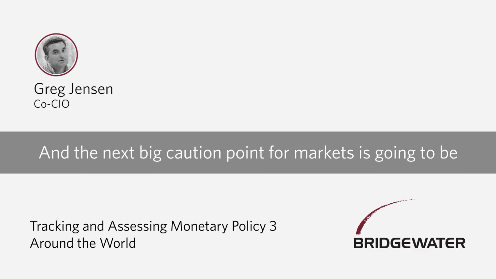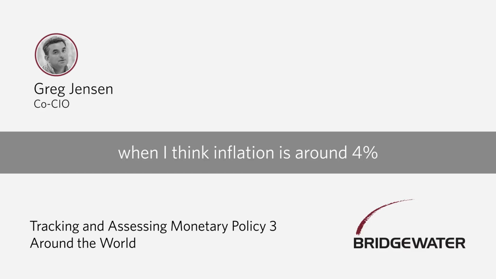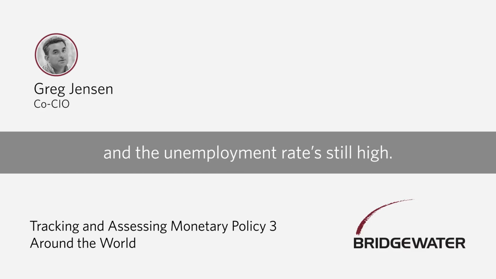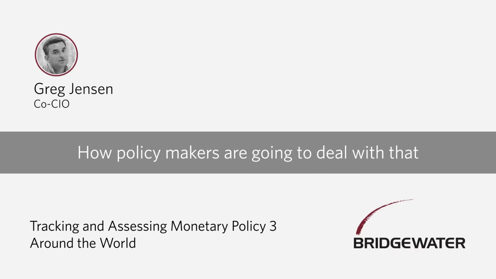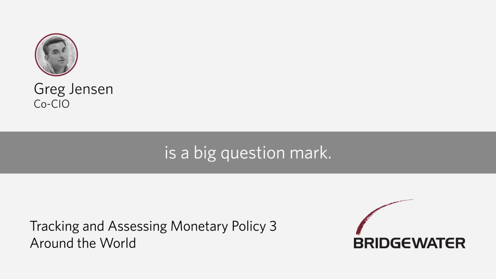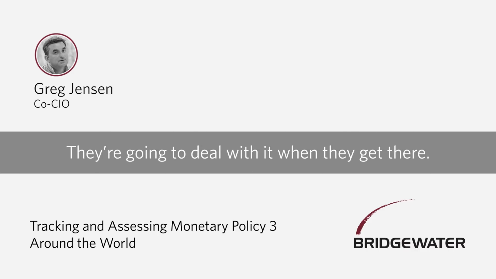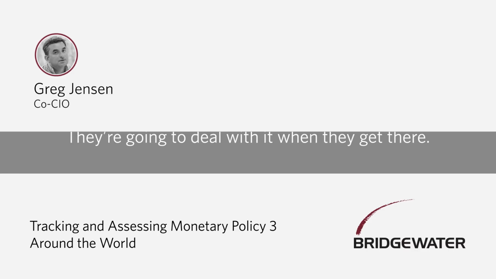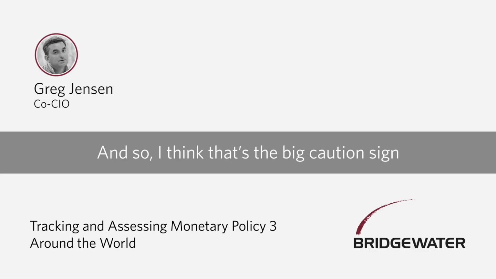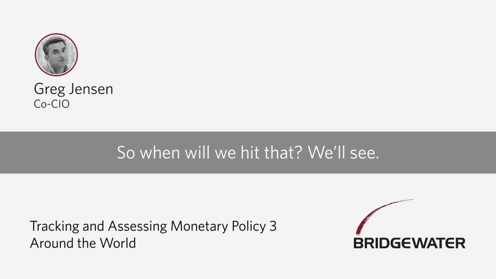And the next big caution point for markets is going to be when I think inflation is around 4% and the unemployment rate's still high. How policymakers are going to deal with that is a big question mark. And I would say from everything that I've heard, they don't know yet. They're going to deal with it when they get there. And so I think that's the big caution sign for the economy and for markets. So when will we hit that? We'll see. But that's what I would be watching.